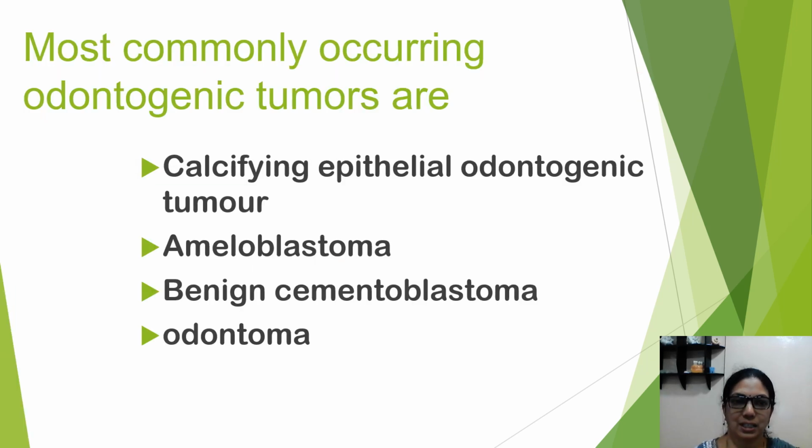The first question is, most commonly occurring odontogenic tumors are? Is it calcifying epithelial odontogenic tumor, ameloblastoma, benign cementoblastoma, or odontoma? There is no specification about the type of tumor, only that it is an odontogenic tumor. Among odontogenic tumors, which is the most common type? The correct answer is odontoma. These odontomas are the most common odontogenic tumors.